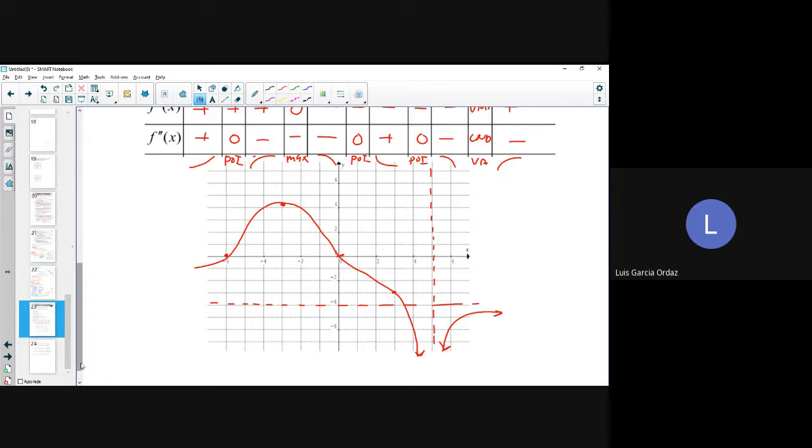So again, you can choose to use that skinny sign chart if you want. If not, we can just do it the way we've been doing it all along, but just doing everything separately. But this is the end of the curve sketching unit, okay?